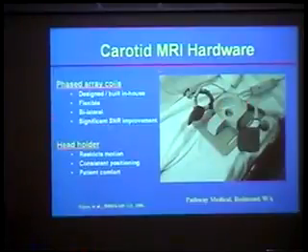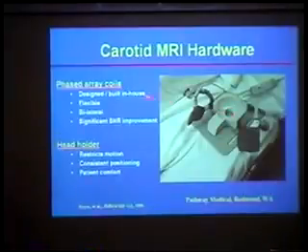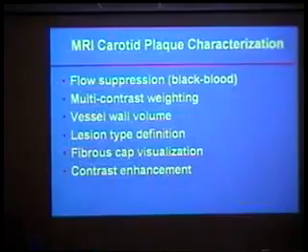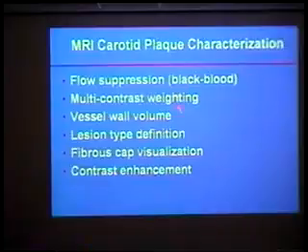Also, having a head holder like this, if we want to scan patients repeatedly, by placing them onto the same head holder, they pretty much go back to the same location relative to the first time, the second time, the third time, and so on. By doing this, we have a pretty effective way of tracking the progression of lesions by examining them over time. These are some of the aspects I'd like to talk about.